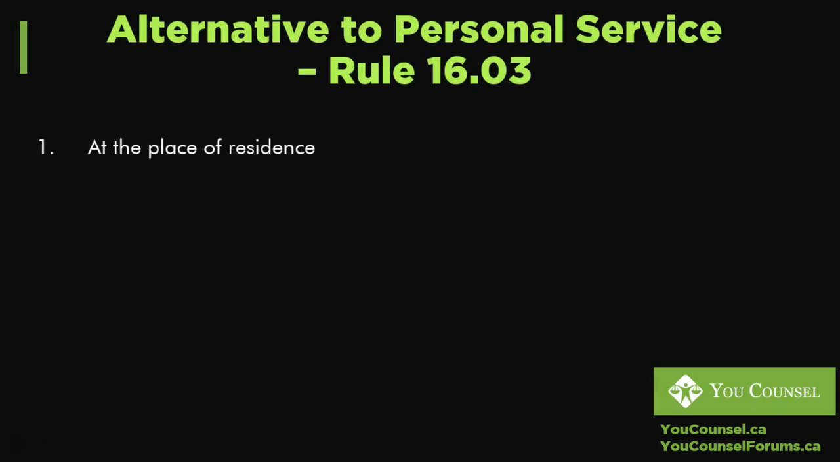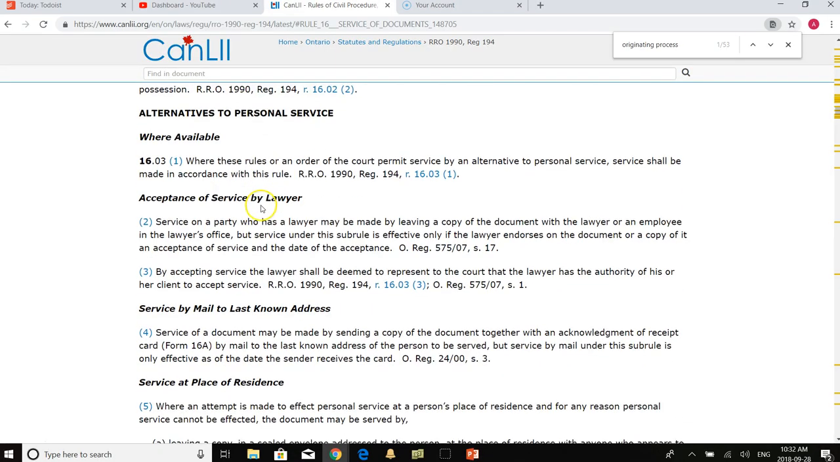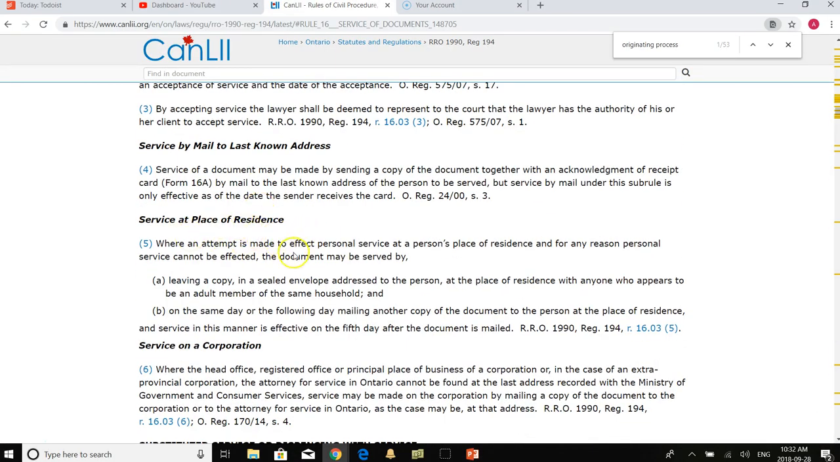So alternative to personal service obviously means that if you could not effect personal service, then you have an option to do it by alternative means. One of the alternative means is that you can serve the document, the originating process, at the place of residence of that person. If you scroll down, service at place of residence, right? Where an attempt is made to effect personal service at a person's place of residence, and for any reason personal service cannot be effected.